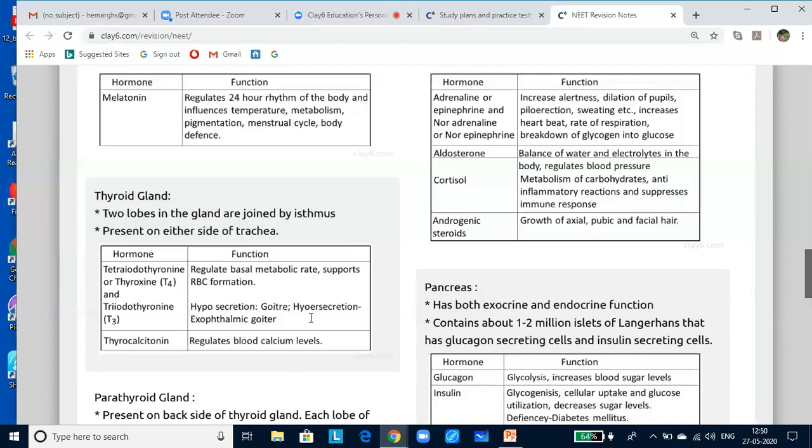Similarly, if it is secreted in excess, it results in hyperthyroidism, wherein the person will be eating and eating like a glutton but will not gain weight, and will be feeling hungry because the basal metabolic rate has gone too high. In extreme conditions, if it is left untreated, it might increase the heartbeat to such an extent that the person may die due to excessive beating of the heart.